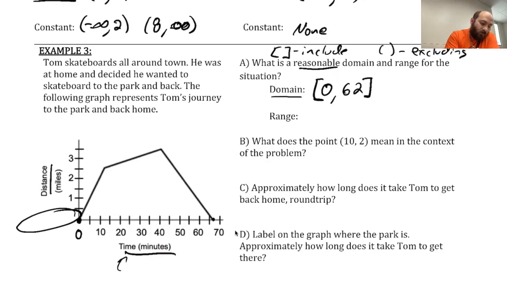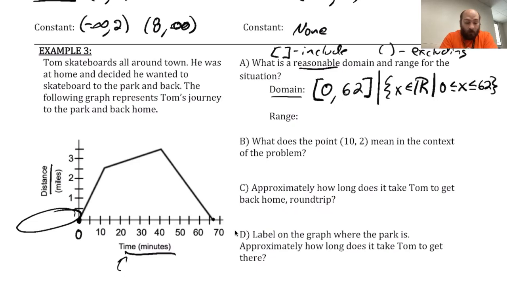Now, another way you can write this, and maybe this is the way you've seen in the past, or we'll probably stick with this in this class, is you do set notation. I don't have variables, so I'm just going to go with X because that's domain here. X is an element of the reals such that zero less than or equal to X less than or equal to 62. Okay, that is my domain as a set notation.